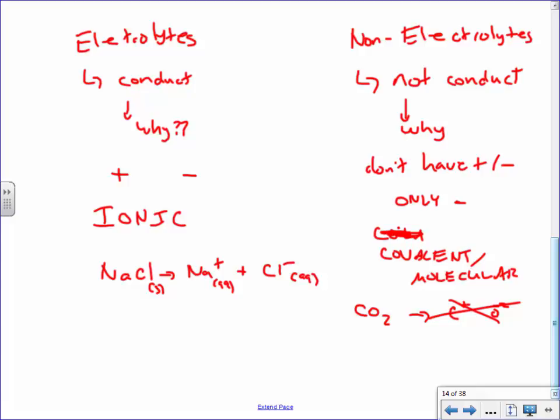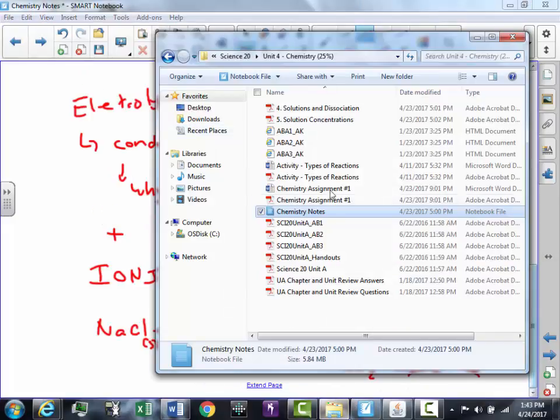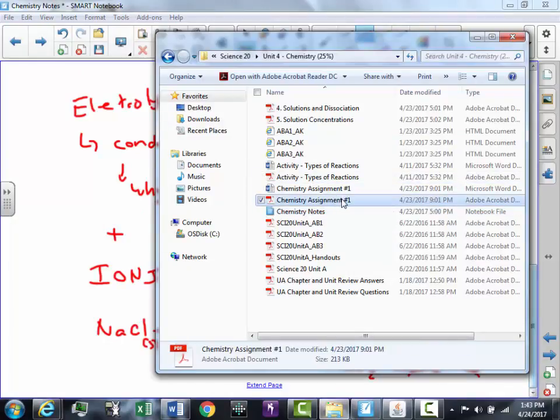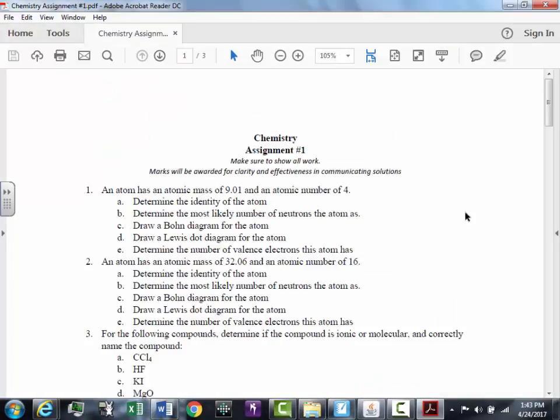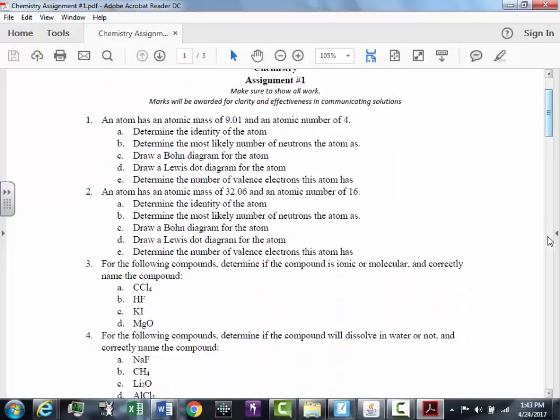Okay. I gave you an assignment. Why don't you guys find a question off the assignment? I just want to try one or two of them together with you, make sure you get the concept here. And I'll give you the rest of class to work on stuff. So the first couple of questions are really just review things. For example, this one right here: an atom has an atomic mass of 9.01 and an atomic number of 4. Who's got a periodic table here? Anybody got theirs with them?